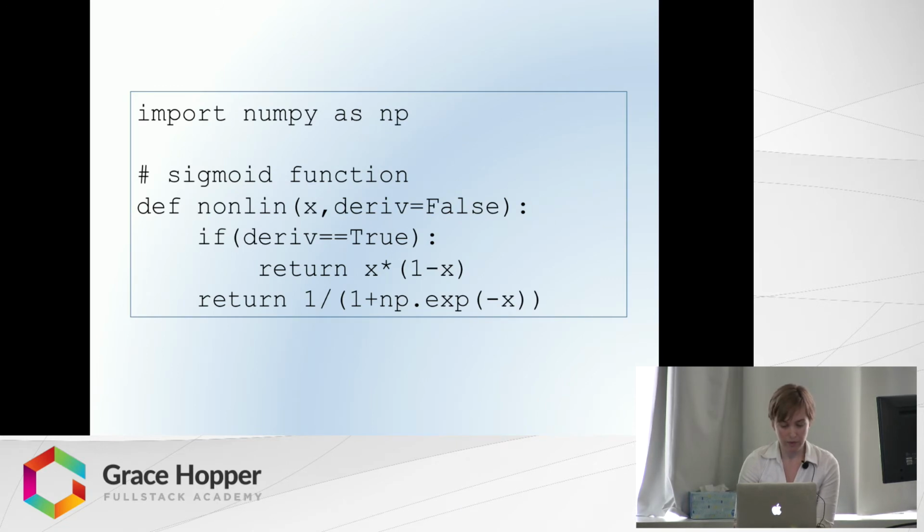So let's start with the code. 11 lines. First, we import the NumPy library, which stands for numerical Python. This is the library for doing matrix algebra. Then we define the sigmoid function. Let's take a short break from this code that we just started to explain why we're doing that.